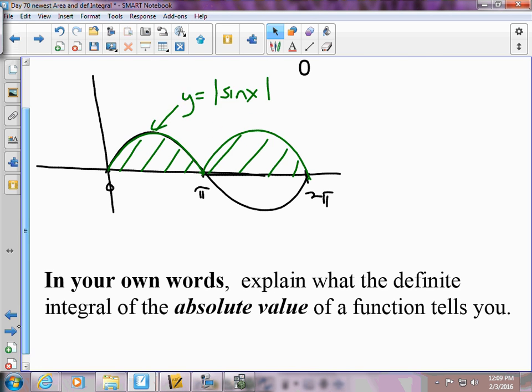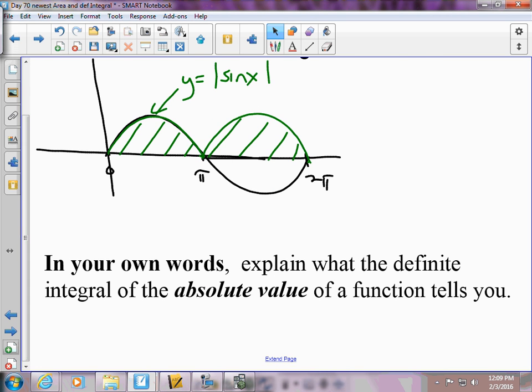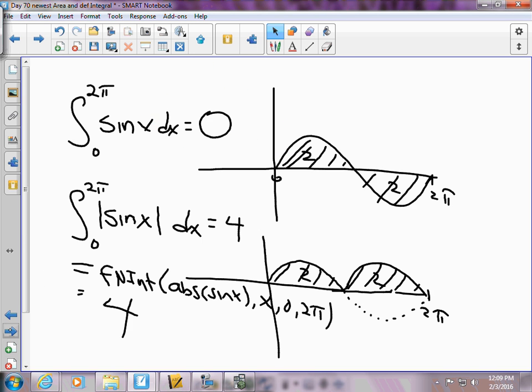Okay, so any time you want to find a total enclosed area between a graph and the x-axis, just put some absolute values around the function, then take the definite integral. What if we don't have a calculator? Well, that one we've got to think through.